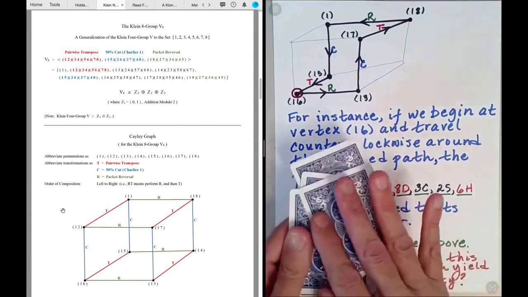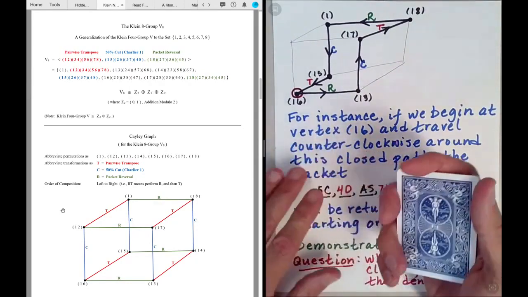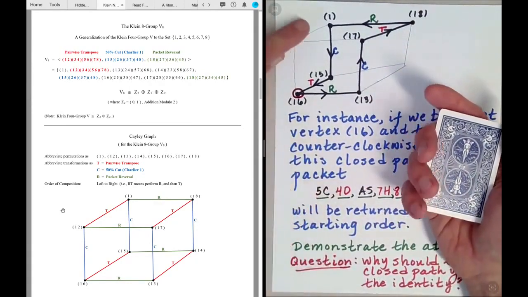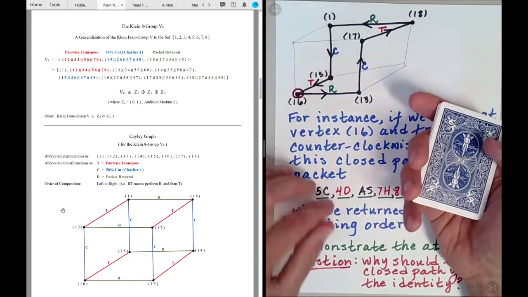Okay, whoops, excuse me, I'm up, still dropping things. It's a brand new deck here, very slippery. So we're up here, and now we need to go down.